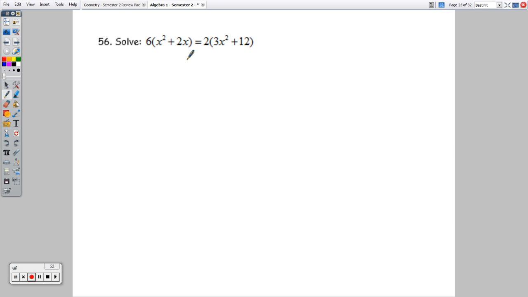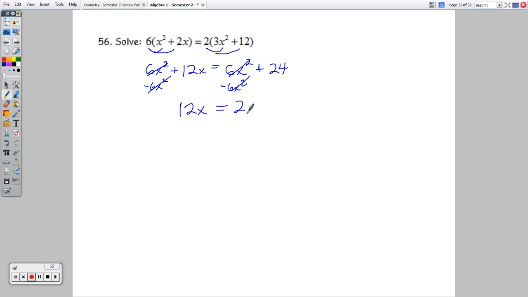Number 56, we're going to solve this one. So solving this, we want to get this distributed through and this distributed through. We'd have 6x squared plus 12x equals 6x squared plus 24. So if I subtract 6x squared from both sides, they'll cancel on both sides. That's pretty handy. I have 12x then equals 24, and you divide by 12, you've got your answer. X equals 2. You can plug that back in and check to make sure that it works, and it does.